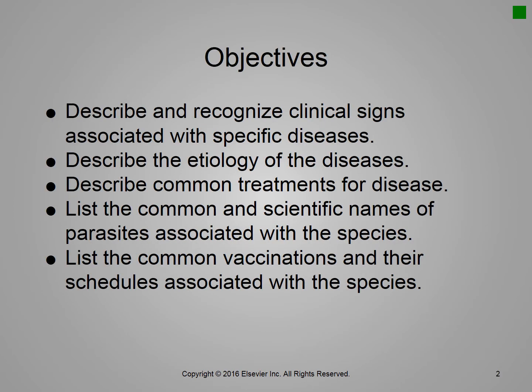For this chapter, you should be able to describe and recognize the clinical signs associated with the specific diseases that are presented, describe the cause of the diseases, describe the common treatments of these diseases, list the common and scientific names of parasites associated with pigs, and pigs do have a whole bunch of parasites associated with them, and list the common vaccinations and their schedules associated with pigs. And pigs have a lot of vaccinations that you need to be aware of.